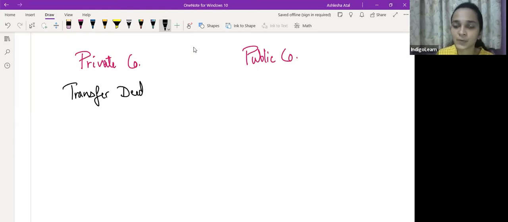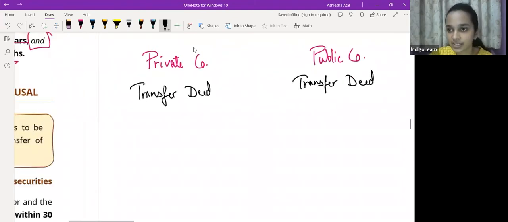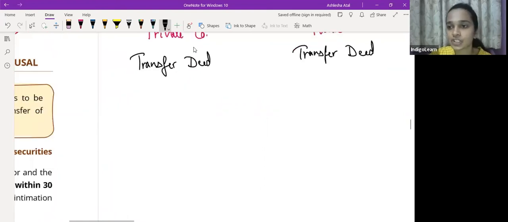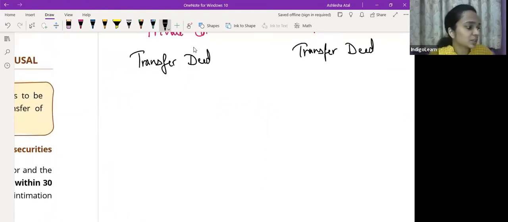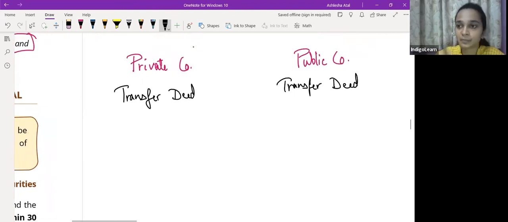That is form SH4 आपने कंपनी के साथ फाइल कर दिया, ट्रांसफर इंस्ट्रूमेंट. Now कंपनी के पास राइट होता है उस ट्रांसफर को रजिस्टर करने का या फिर रेफ्यूज टू रजिस्टर करने का. तो उस सिचुएशन में क्या होगा? Now, say private company, let's first understand the case from a private company's point of view and then go to public company.